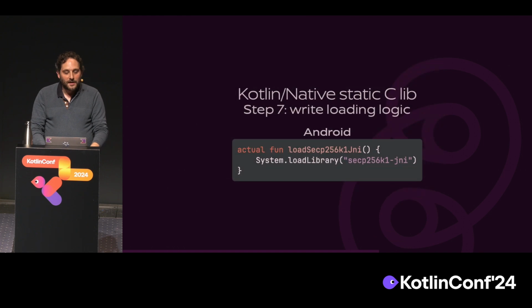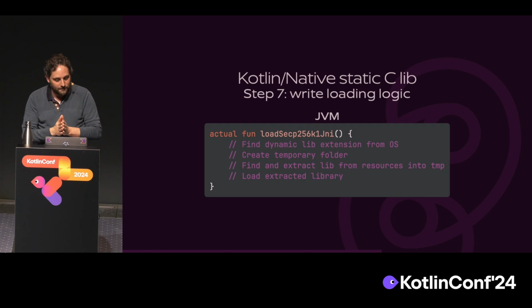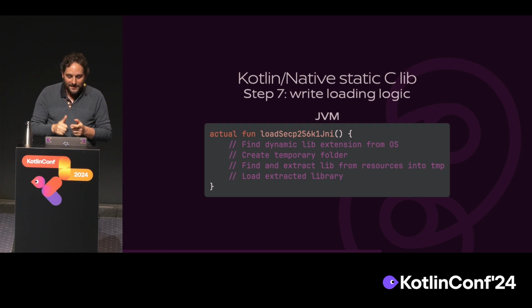And then in Kotlin, you need to load your library. So for Android, it's simple. The library is inside the AAR. You call System.loadLibrary, you're done. Cool. But for the JVM, you need to find the dynamic lib extension for your current OS, because on Windows, it's DLL. On Linux, it's SO. On Mac, it's dylib. Why?